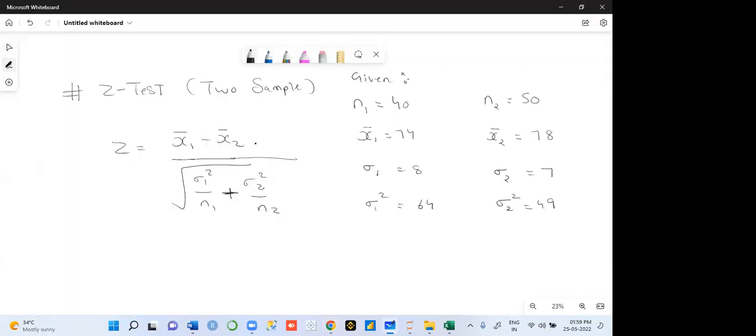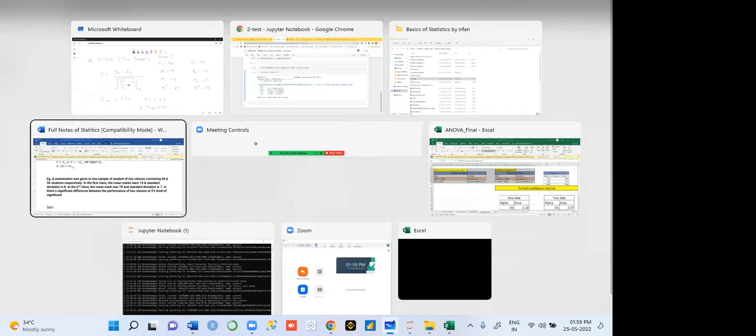So guys, this Z calculated value is two-tailed, so we have to take the modulus. It becomes 2.49. Alpha is how much? 0.05. So your Z table value is 1.96. What is the conclusion, guys? Z calculated is greater than Z table.